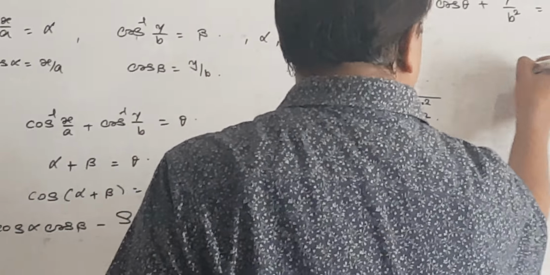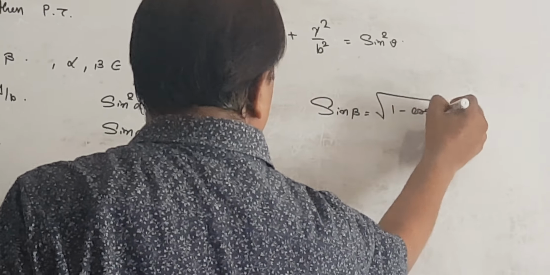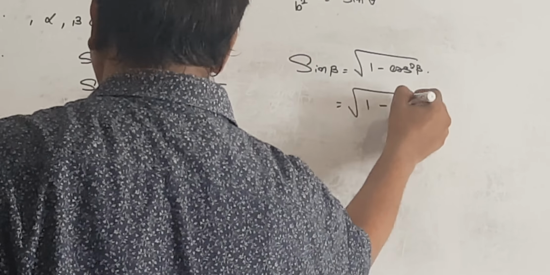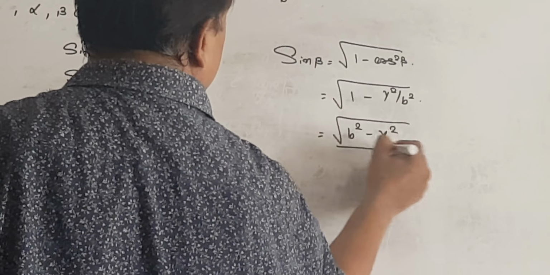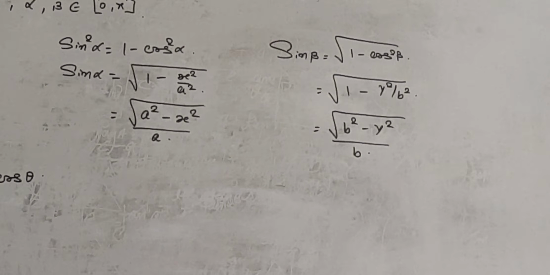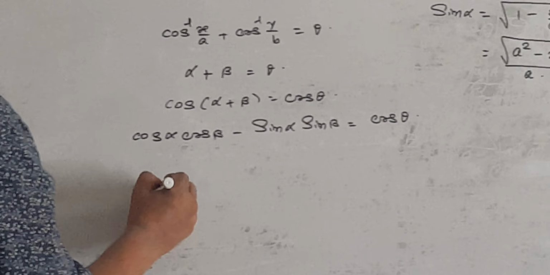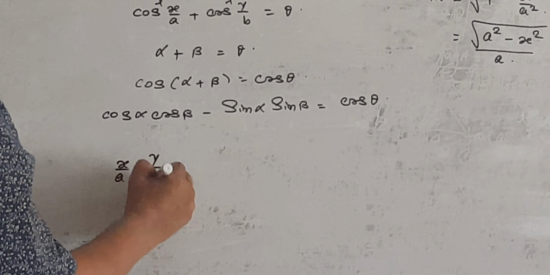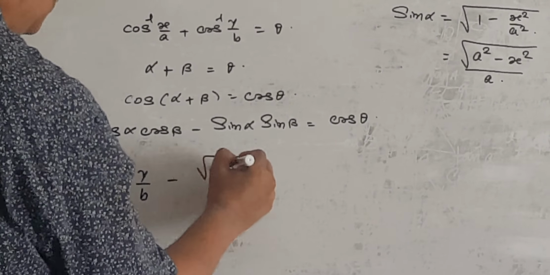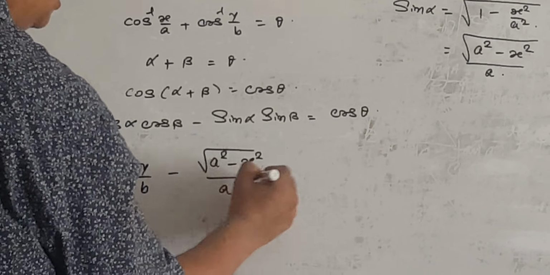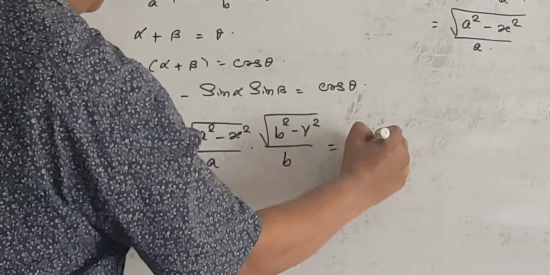In a similar way, sin beta is, you know, root of 1 minus cos square beta. So it should be root of 1 minus y square upon b square. So can I say root of b square minus y square upon b? Okay. Now all these four values we keep here. Then cos alpha is x upon a, cos beta is y upon b, minus sin alpha is root of a square minus x square upon a into root of b square minus y square upon b, is equal to cos theta.